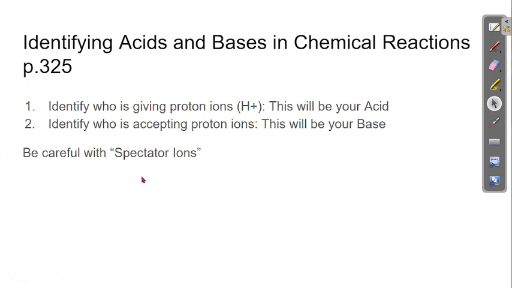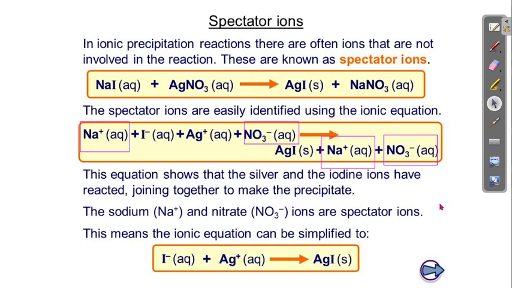And here it says, be very, very careful of spectator ions. And what are those? Well, those are ions that do not participate in the reaction. Here you go. You need to know what a spectator ion is. You need to know the definition, and you need to be able to spot them in a reaction. So what is a spectator ion? In ionic precipitation, so basically you have an ionic compound in an aqueous solution, there are often ions that are not involved in the reaction, and these are known as spectator ions.